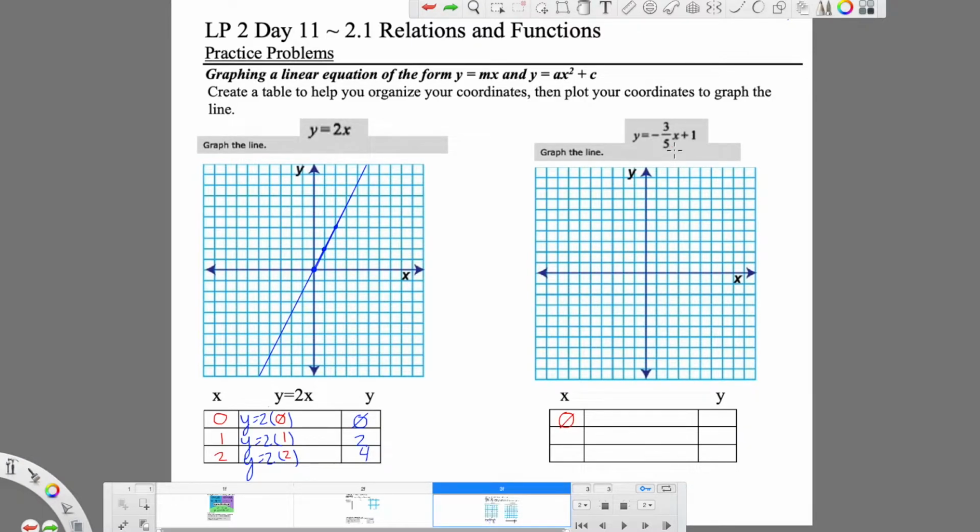So what I want to do is look at that denominator, and I want to use multiples of that denominator because what that'll do is help me cancel them out. So I'm going to use 5 and 10.